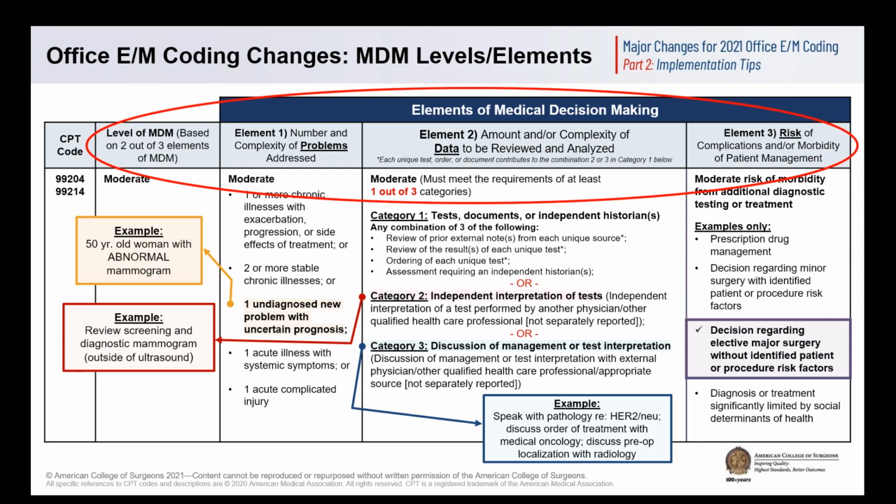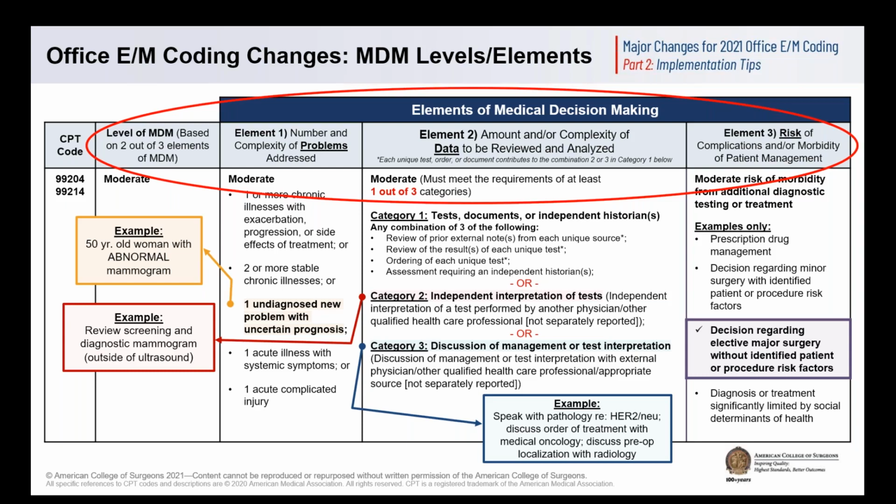Element number 2 is the amount and/or complexity of data to be reviewed and analyzed. Element number 3 is the risk of complications and/or morbidity of patient management. Under element number 1, we're talking about problems addressed. Just because the person has a million problems or comorbidities, if you're not really addressing them at this particular encounter, it doesn't really count so much. Under number 2, similarly, it's not just every piece of data that you can possibly get your hands on, it's the data to be reviewed and analyzed based on this given encounter.